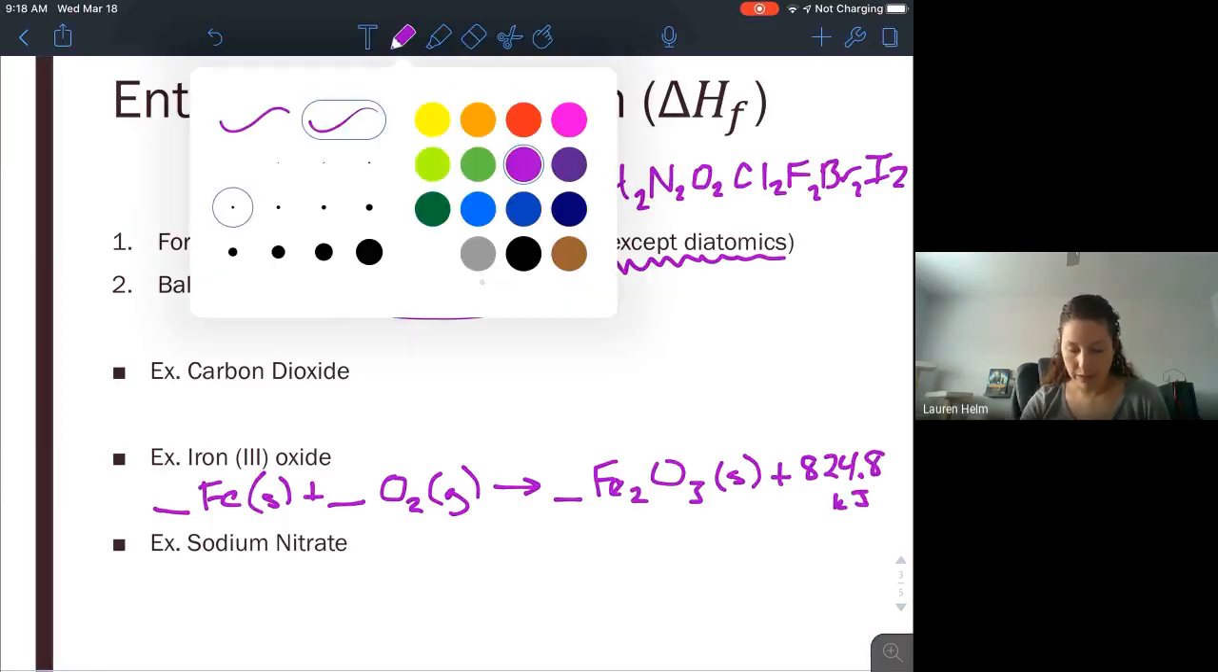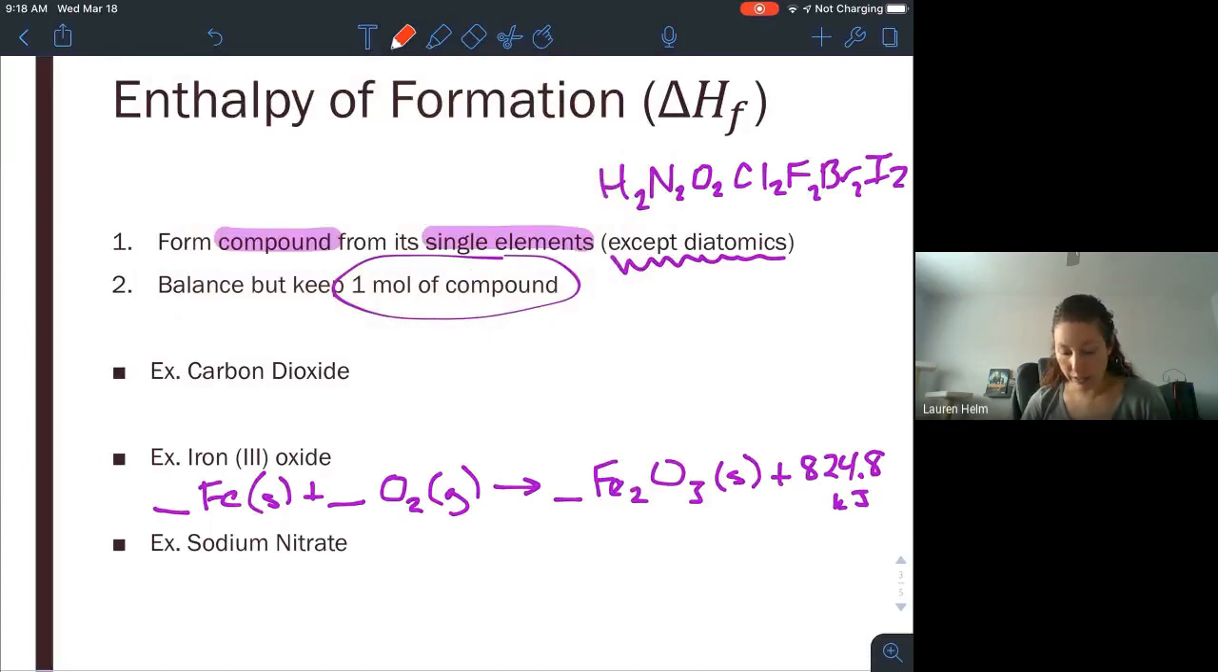All right, next step is to go ahead and balance. Our compound must be 1. So 1 Fe2O3. That means I need 2 irons on the right side. I need 2 irons on the left side. I have 3 oxygens on the right side. I have 2 oxygens on the left side.